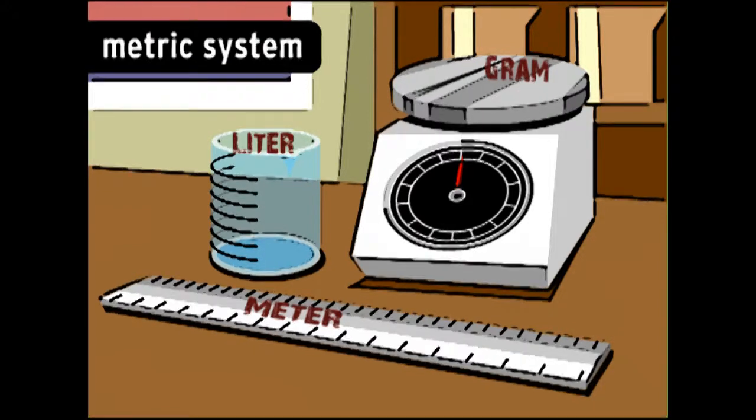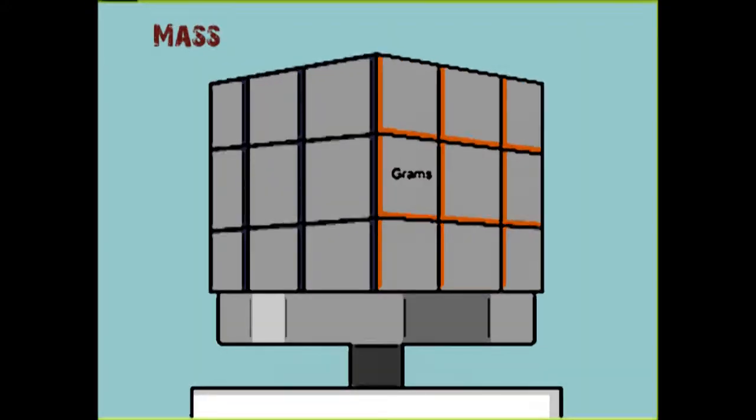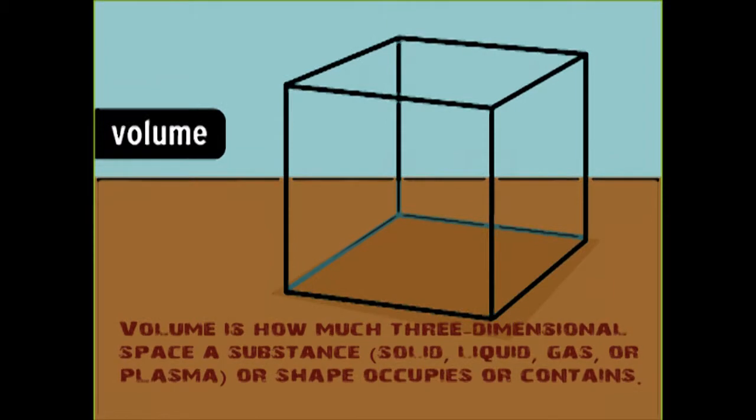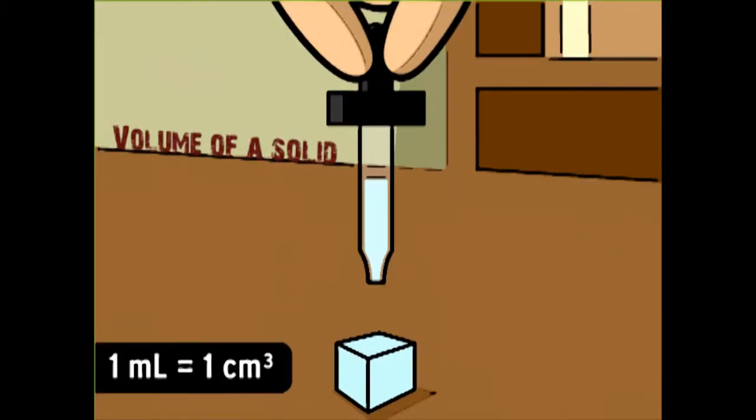Alright, the metric system. We use the meter for length, the liter for volume, and the gram for mass. Mass is basically how much matter something takes up. They're going to weigh this in grams. Now for volume, it's how much space the cube or any object takes up. You measure the outside length times width times height, but 1 milliliter equals 1 cubic centimeter.